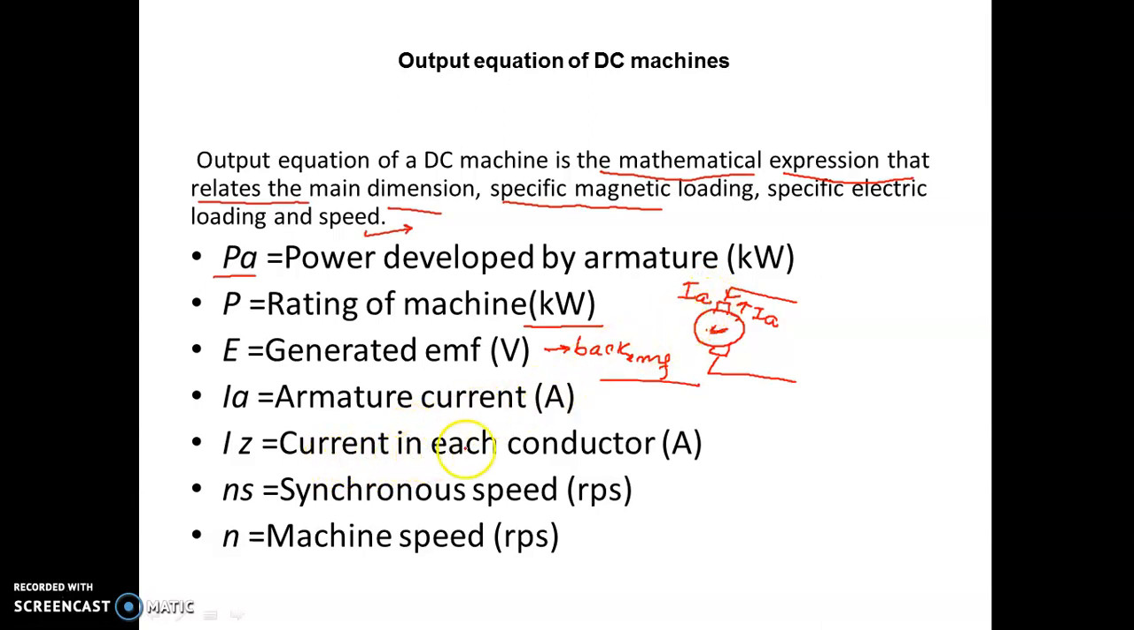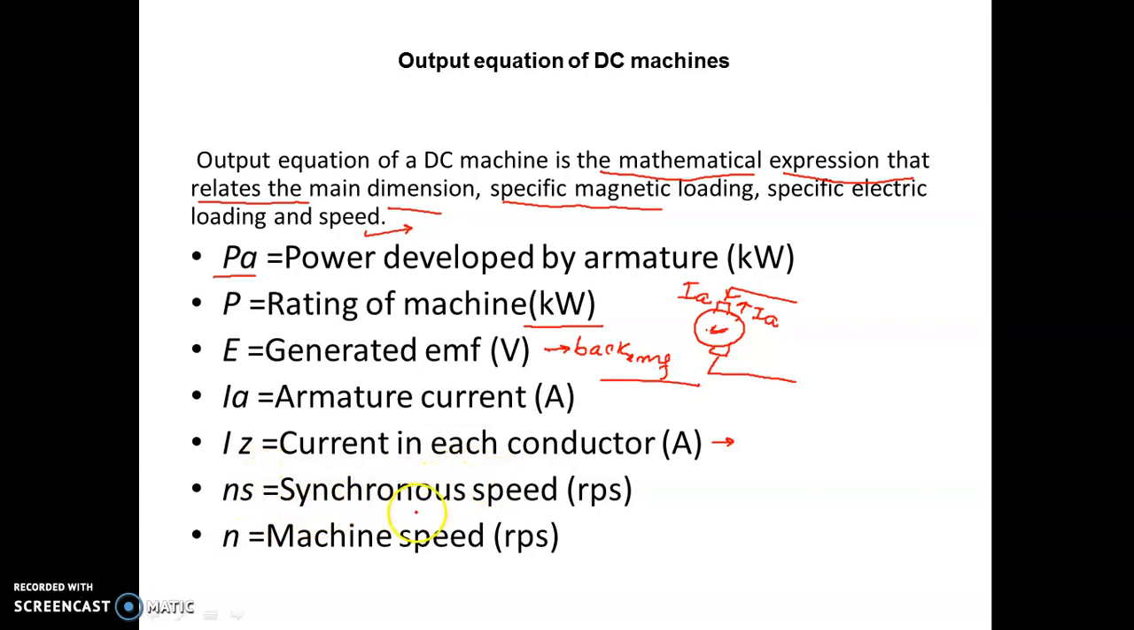Then IZ is the current in each conductor in ampere. In the armature there are many conductors, and all conductors are connected with the commutator segments of the machine, and the commutator is rotating. So IA is the armature current, and IZ is the current in each conductor. Assume that it is the same for every conductor, and it is denoted by IZ.